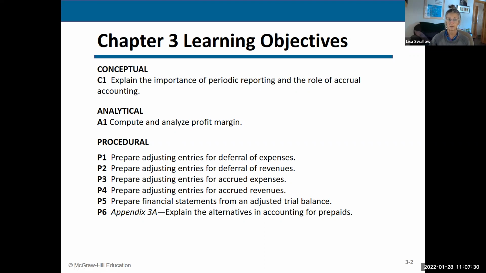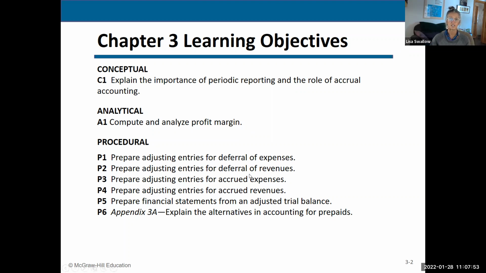Deferral means something's happening later. We paid an expense now, and it will happen in the future. Another word that you will see for deferral is prepaid expenses. So deferred expenses and prepaid expenses are the same thing.